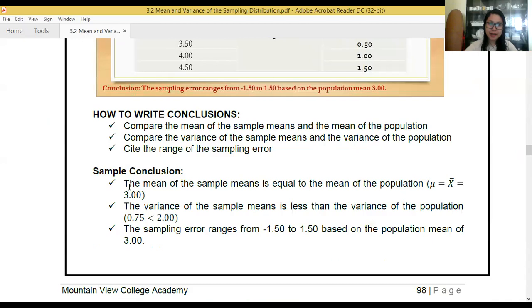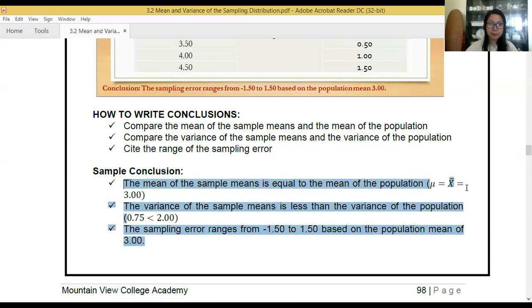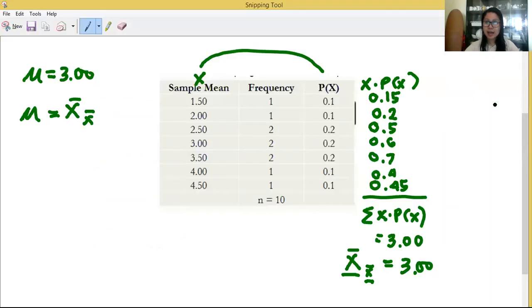Here, we compare: the mean of the sample means, which is 3, is equal to the mean of the population, or the population mean. That is your first conclusion. Next, let's go to the variance. How do we solve for the variance?